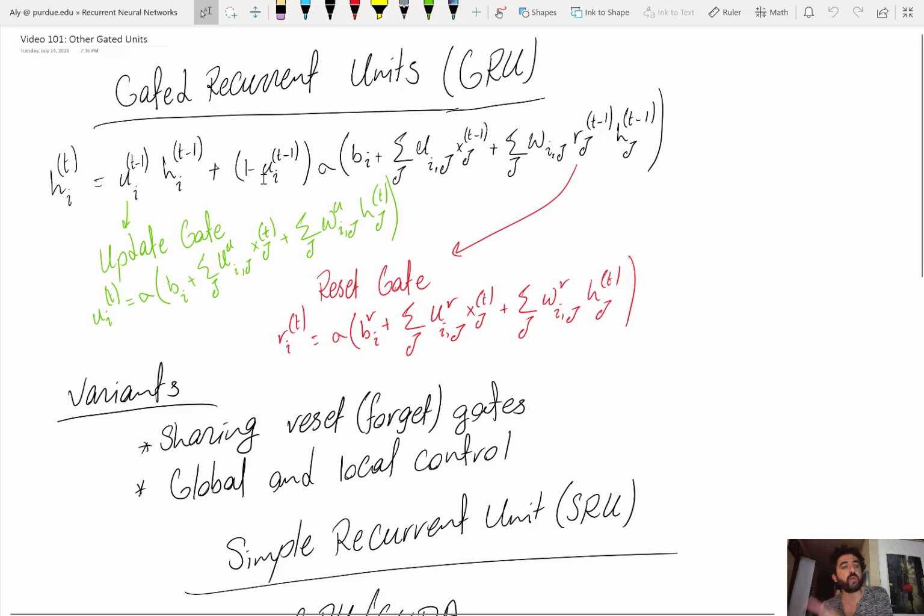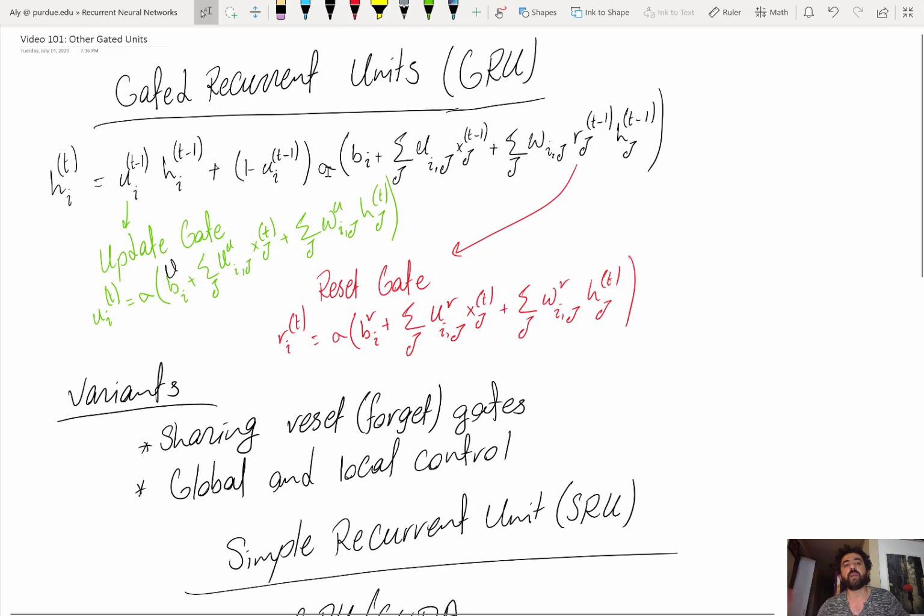So ui is between 0 and 1 because all these gates are determined by a sigmoid. So the complement will determine how much the input, after passing through a nonlinearity that is also a sigmoid, will affect the state, right? Now, you have ui of t minus 1 times hi of t minus 1. ui itself is determined by a sigmoid that has a bias unit biu, and weights uiju that determine how the input affects the update gate, and weights wiju that determine how the state determines the value of the update gate, right?